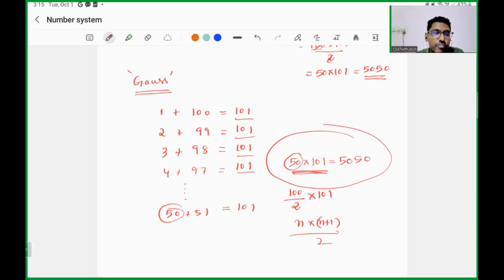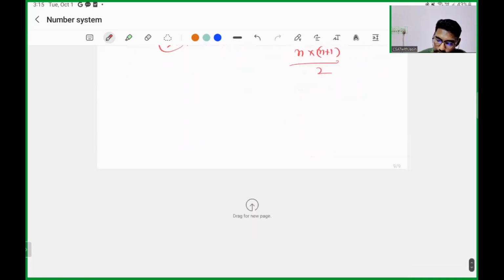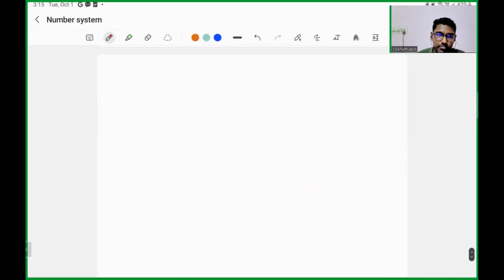So now, even if you forgot n into n plus 1 by 2, I am sure that everyone will do it, right? So just do it like this. So that is that formula. Yeah, it's actually very brilliant. And you know, he was a kid at the time. I think a very small kid. At that time, he did it like this. Okay.